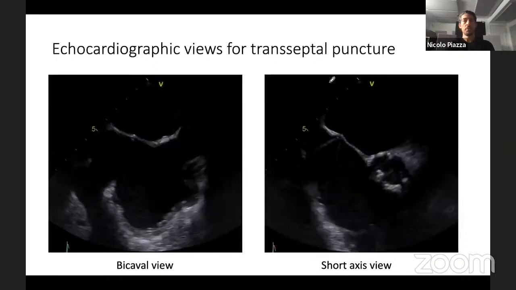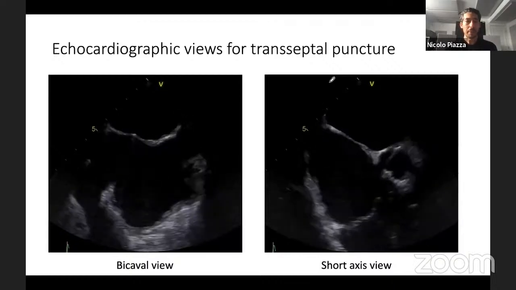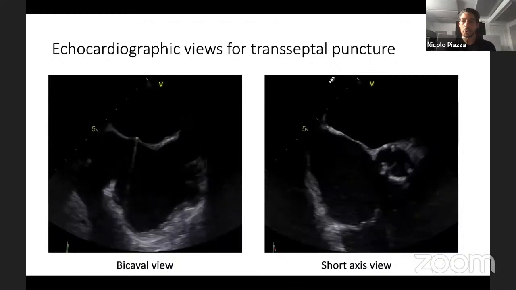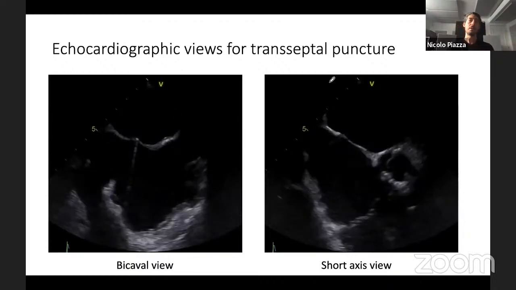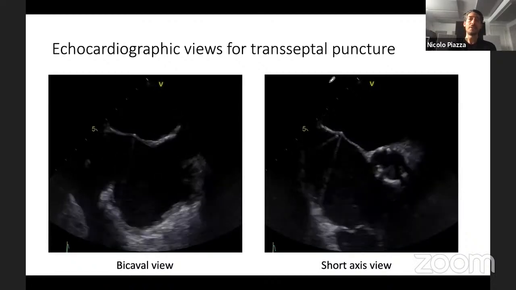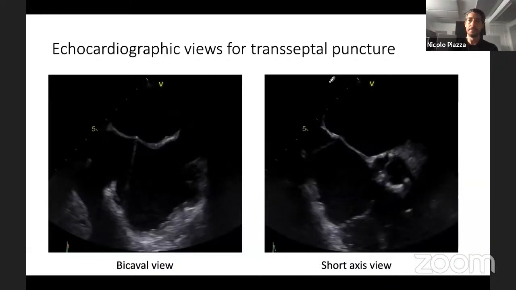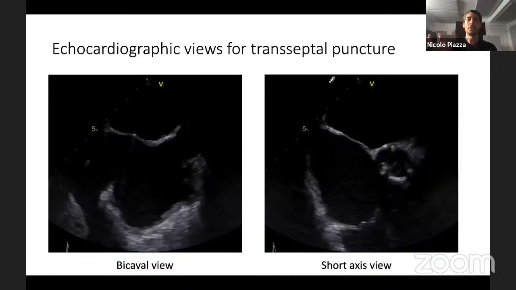So these are the two views that we use for echocardiographic transseptal puncture. We have the bicaval view on the left. We have the short axis view on the right. And we always ask ourselves, well, okay, we need to go superior, we need to go posterior for a particular procedure. And what we'll see is that in order to best understand your transseptal puncture, you need to understand, first of all, what is your target structure?